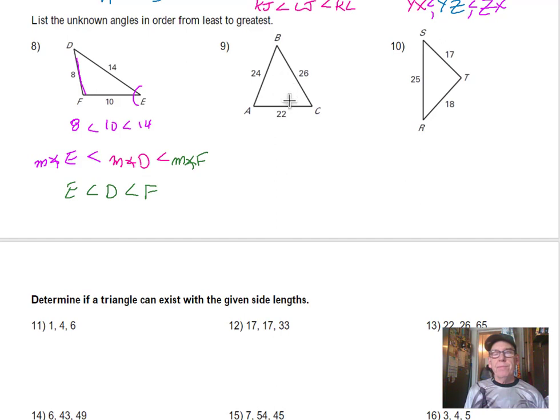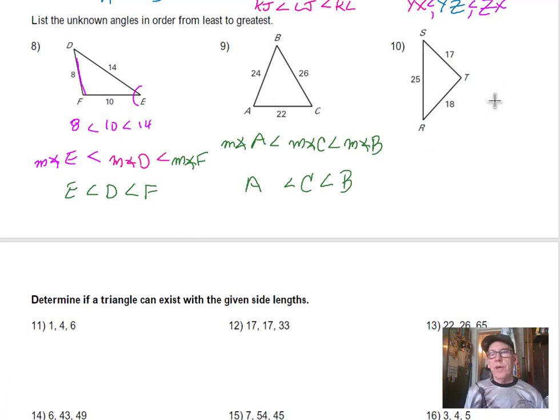Same thing for number 9. Biggest side, 26, opposite A. Measure of angle A less than. And 24 is the next one. Opposite that is C. Measure of angle C less than. And then the smallest side is 22. Opposite that is B. Measure of angle B. So we have A less than C less than B.